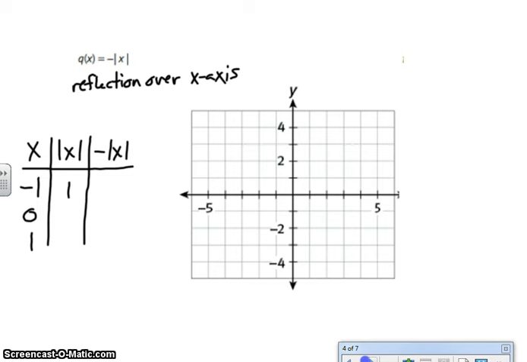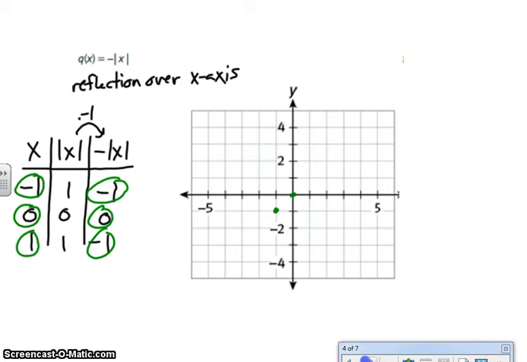For my second column, I take the absolute value. To get from my second to my third column, I multiply by negative 1. Everything in the second column gets multiplied by negative 1, and that gives us negative 1, 0, and negative 1. The first point that I'm plotting, here's my x, here's my y: negative 1, negative 1. Second point, x and y. Third point, x and y. And we will go ahead and draw our absolute value function here. Notice that the reflection just flips it upside down.